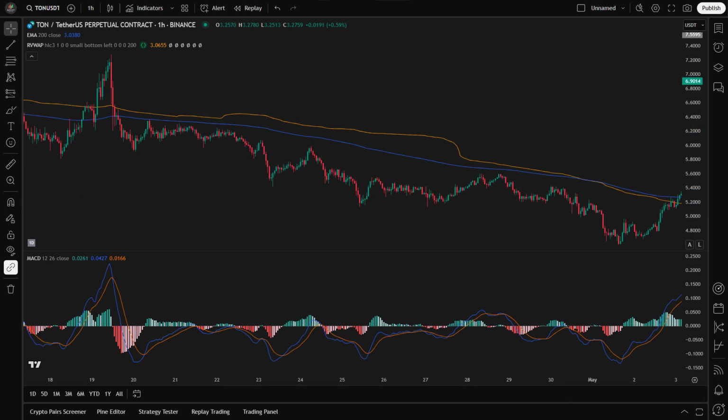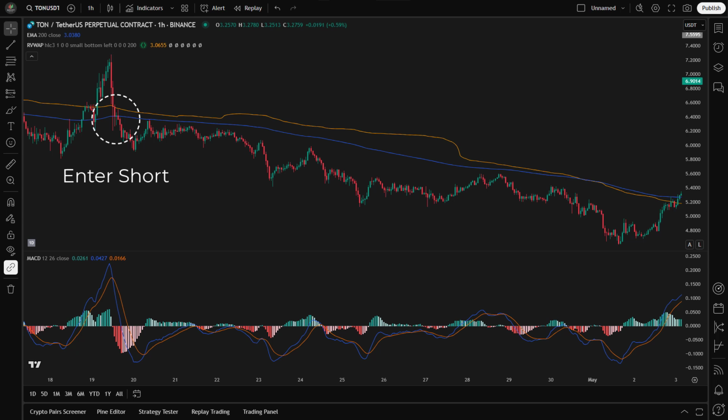Next, let's take a look at how we set up and manage short trades. To enter a short trade, all of the following conditions must be met. 1. The price crosses below the rolling VWAP, signaling a bearish trend. 2. The price is below the 200 EMA, confirming the long-term downtrend. 3. The MACD crosses below the signal line, indicating downward momentum. Once all three conditions are satisfied, we enter a short position at the opening of the next candle.